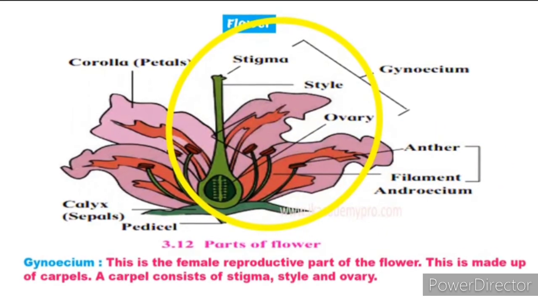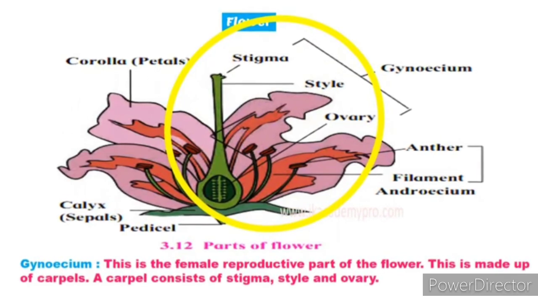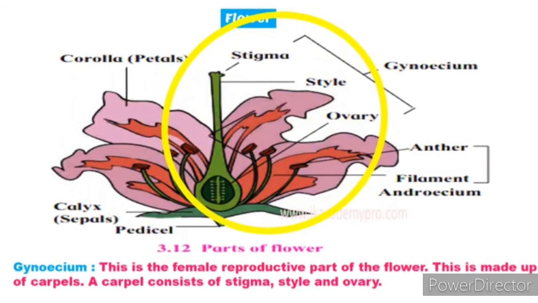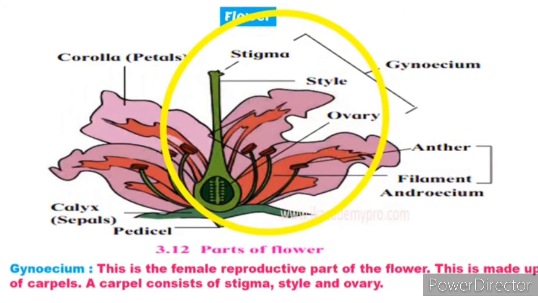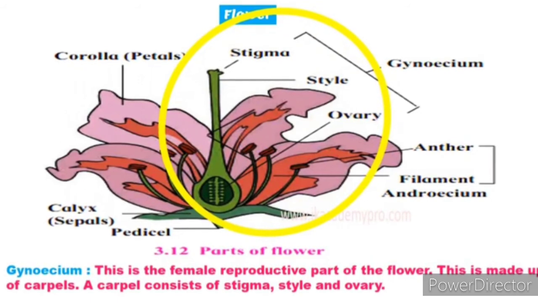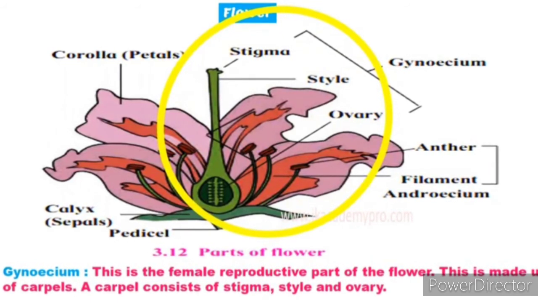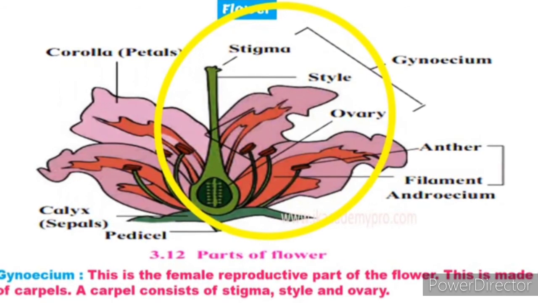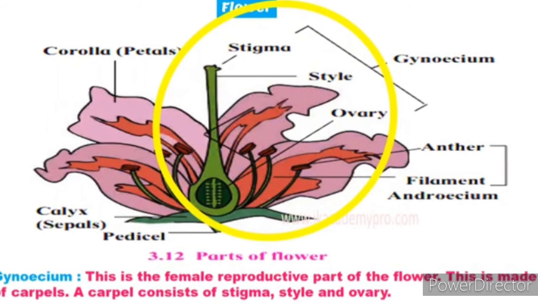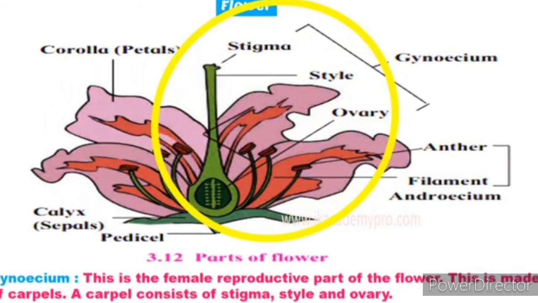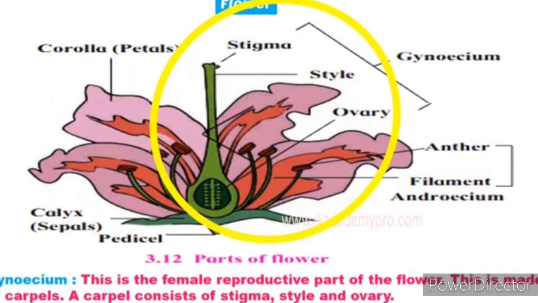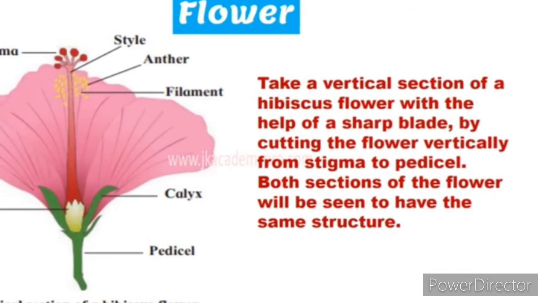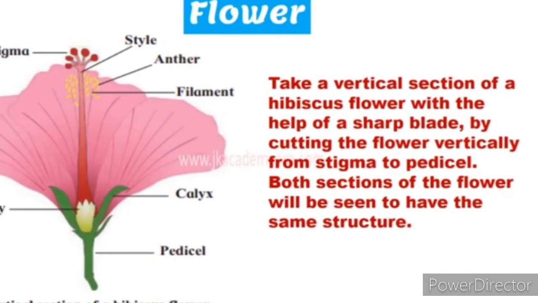Now next part of the flower, that is the gynoecium. This is the female reproductive part of the flower. This is made up of carpels. A carpel consists of a stigma, style and ovary. When you go to the next classes, you will study all this in detail. Now in the 7th standard you have to see the main parts of the flower, that is calyx, corolla, androecium and gynoecium. You will get basic information, and when you go next year you will see the details, what is the work of all these things.